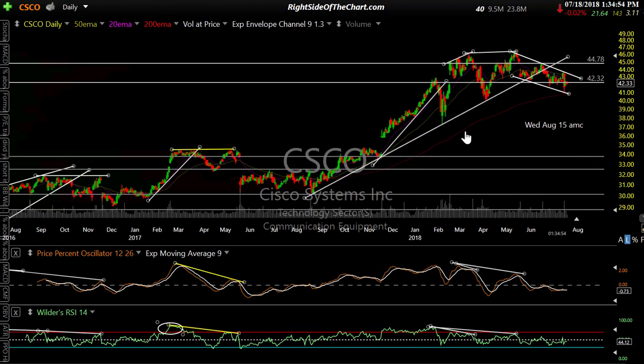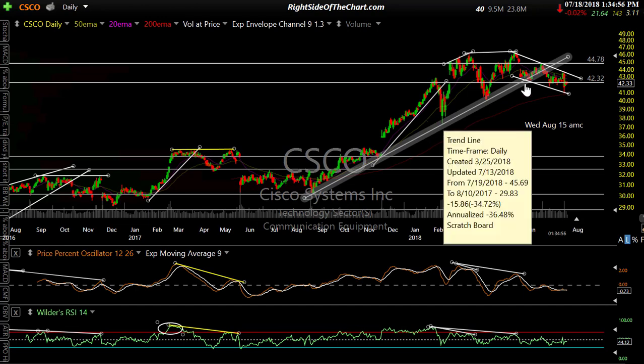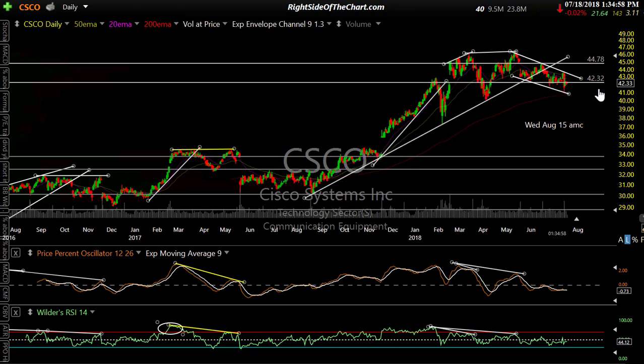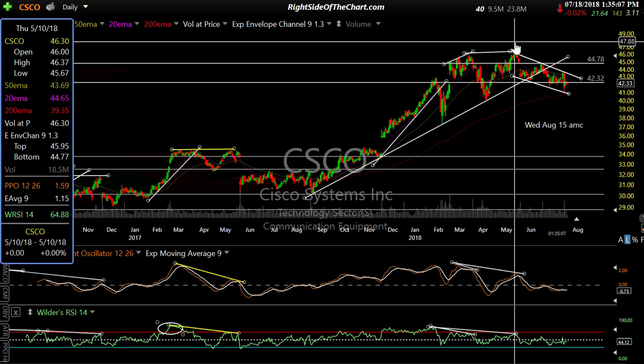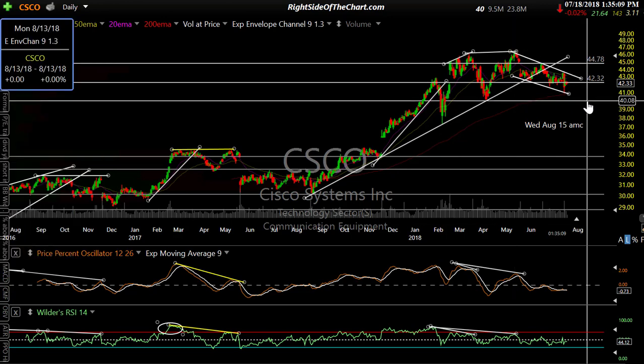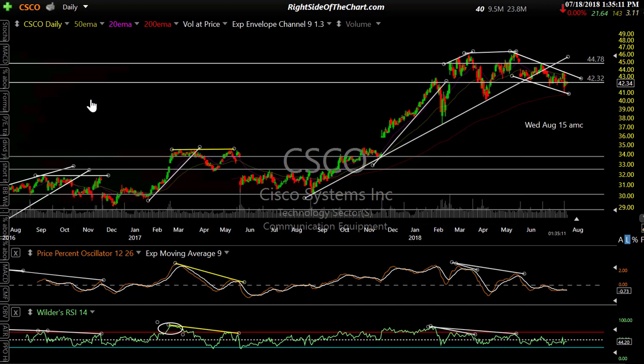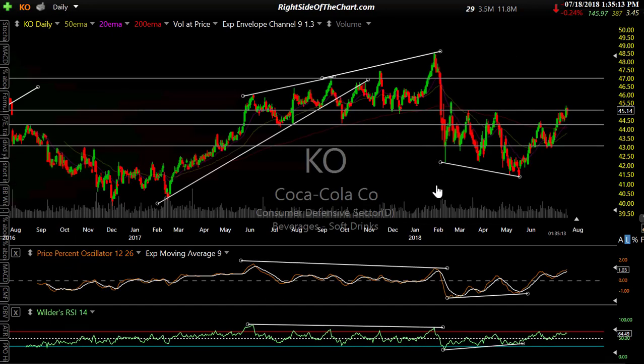So there's Cisco. There's a daily trend line right there, which was recently broken. It's got some support here, but negative divergence on the daily time frame as well. So in the near-term outlook, the trend is now and has been bearish since it peaked back in May, and I think it can probably work its way down a little more there. KO.